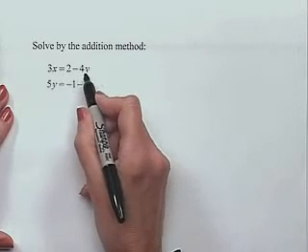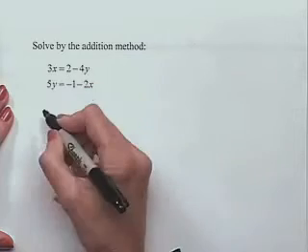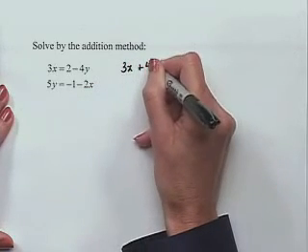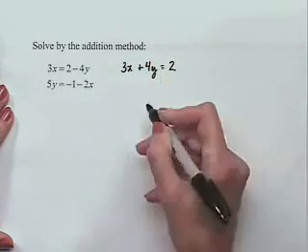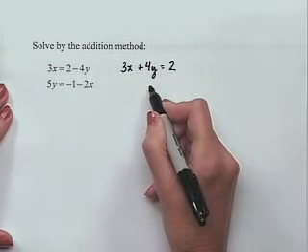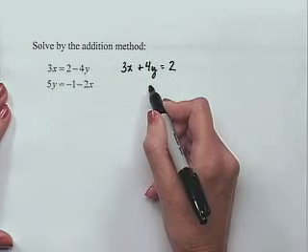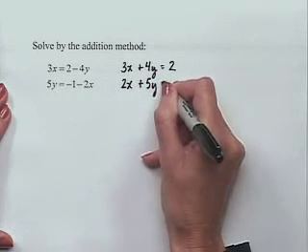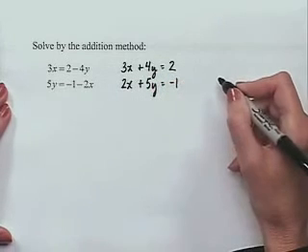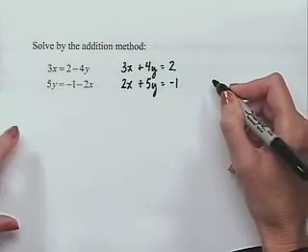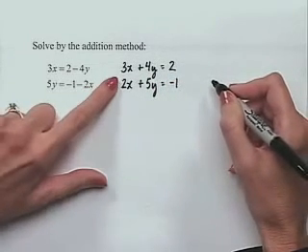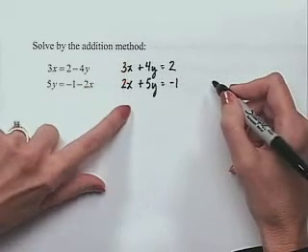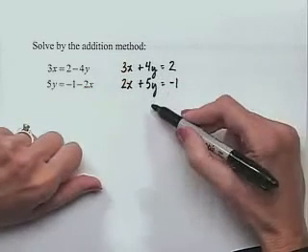Our first equation, we can add 4y to both sides of the equation to get that format. We'll have 3x plus 4y equals 2. In our second equation, we can add 2x to both sides of the equation to get that format. We'll write the 2x in the front plus 5y equals negative 1. To use the addition method requires us to figure out a way to add the two equations together so that either we end up getting 0 in our column for x's or 0 in our column for y's.